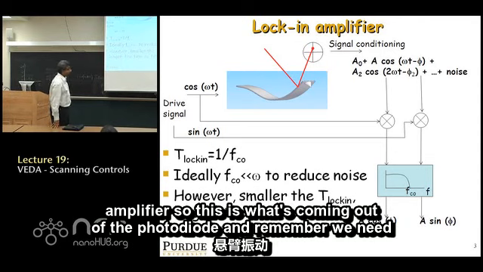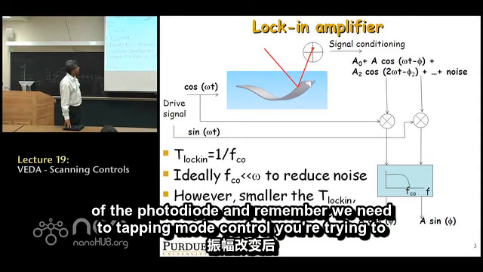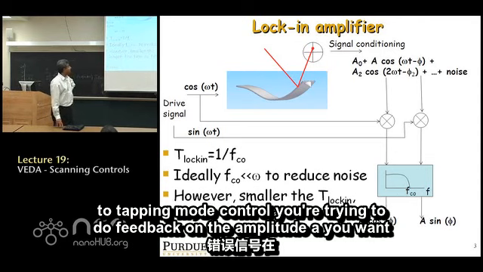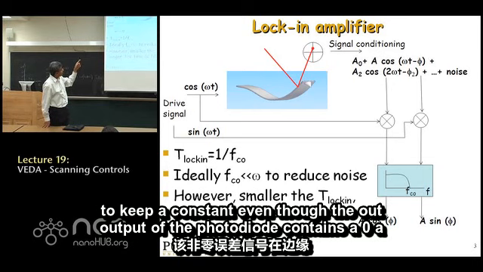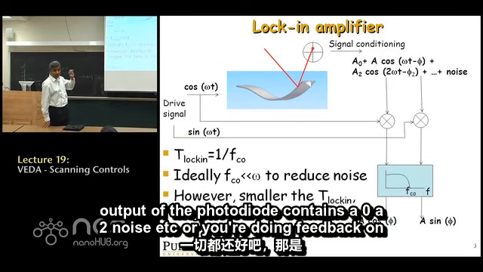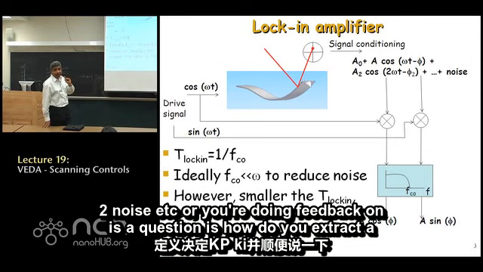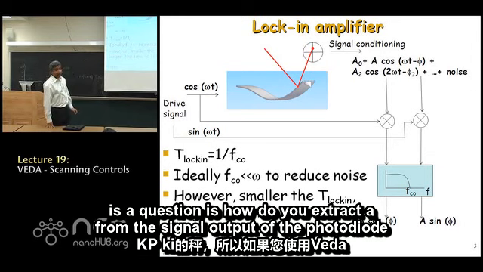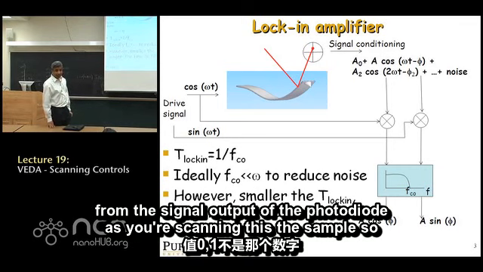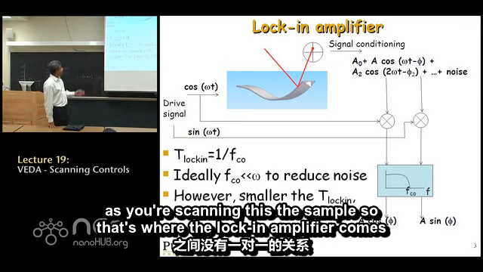And remember, when you do tapping mode control, you're trying to do feedback on the amplitude A. You want to keep A constant, even though the output of the photodiode contains A0, A2, noise, etc. All you're doing feedback on is A. The question is, how do you extract A from the signal output of the photodiode as you're scanning the sample? So that's where the lock-in amplifier comes in.